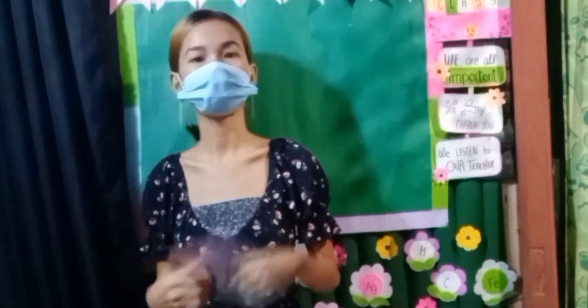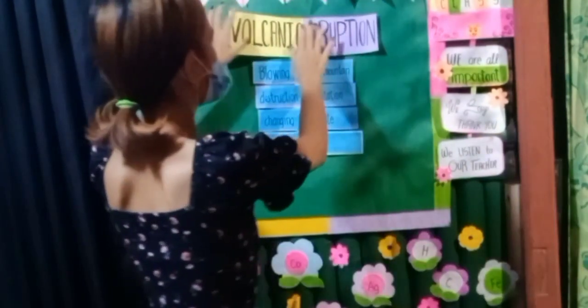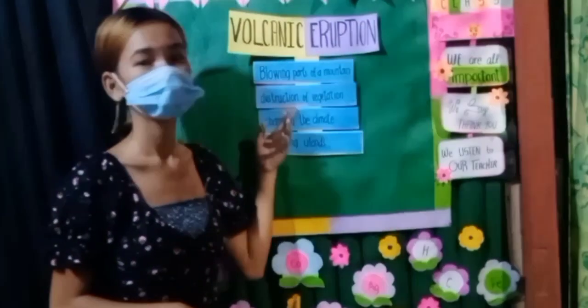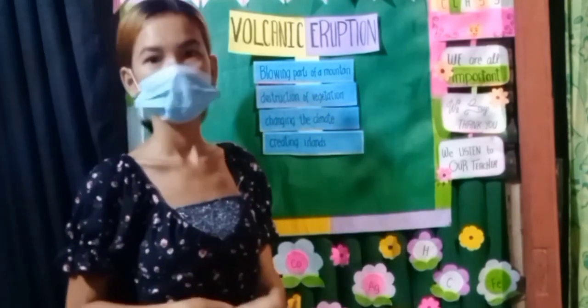Avalanche is not common here in the Philippines because we have no snow, right? When we say avalanche, it happens in a snowy place, when there is an earthquake. Next we have volcanic eruption. It can blow off parts of a mountain, create islands, change the climate, and destroy vegetation.